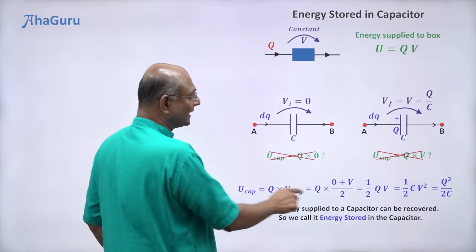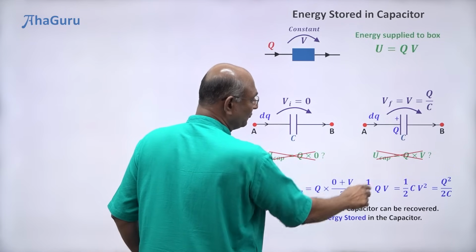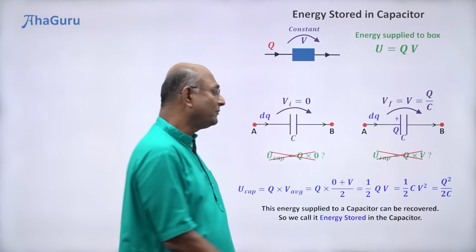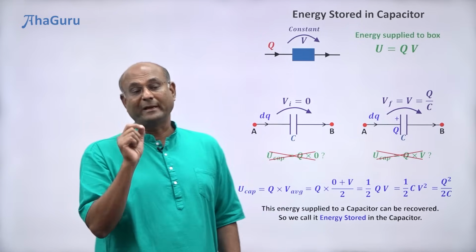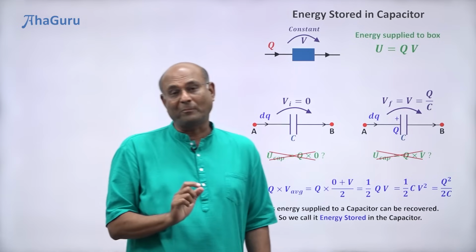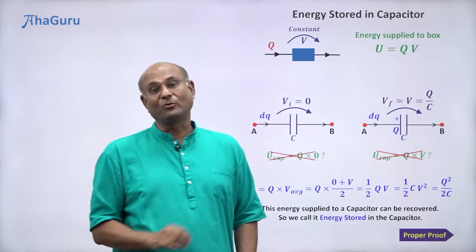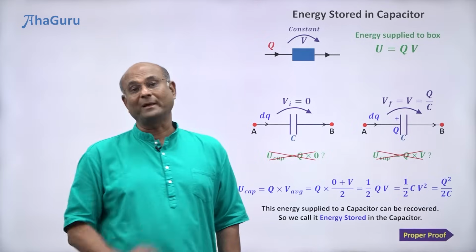So energy stored in the capacitor is half Q into V. Another way to write it is half CV square. The third way to write it is Q square by 2C. This is a super important formula, so you need a proper proof for this. Let us now look at deriving this formally.